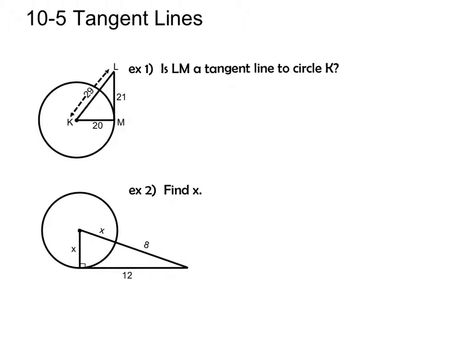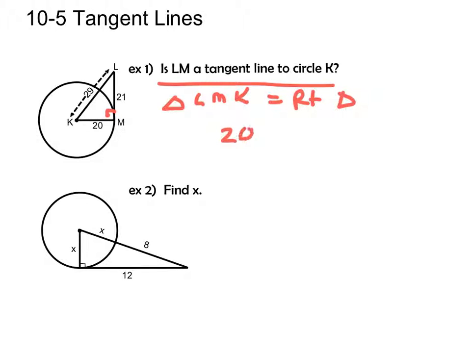Here's example number one. Is LM a tangent line? Well, if LM was a tangent line, then this would have to be a right angle. The only way to make a right angle is if this entire triangle, triangle LMK, is a right triangle. How do you check to see if you have a right triangle? Of course, you'd use the Pythagorean Theorem. A squared, in this case 20, plus B squared, which is 21, must equal C squared, which in this case is the hypotenuse, 29.